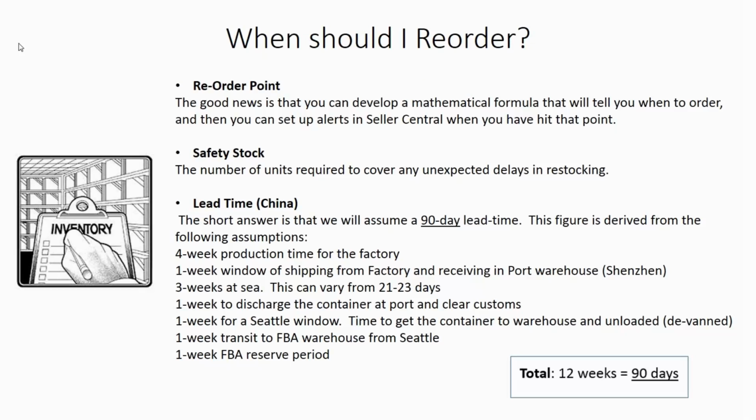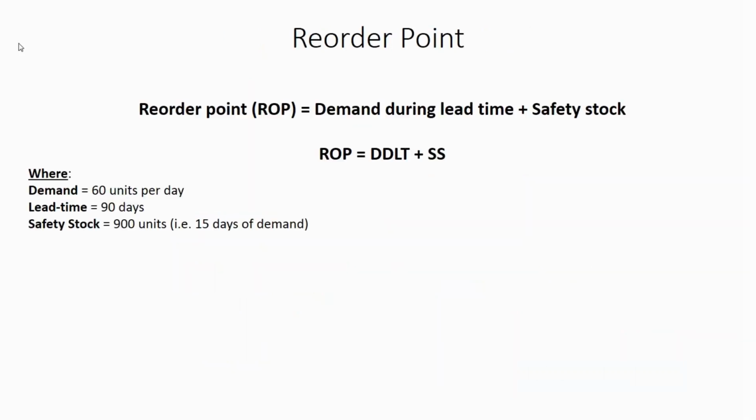Let's say, by way of example, this is accurate math. We've got a lead time of 90 days. So what do we do with that? We have a formula, of course. The reorder point equals the demand during lead time plus your safety stock. Let's say we have figured out that we have 60 units per day of demand, our lead time is 90 days, as we just worked out, and we want to hold 15 days of safety stock. We don't want to leave too much inventory, but we want to be safe at the same time and not run out of inventory during our order period.